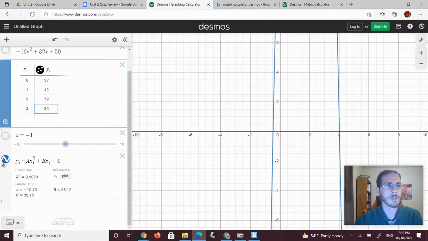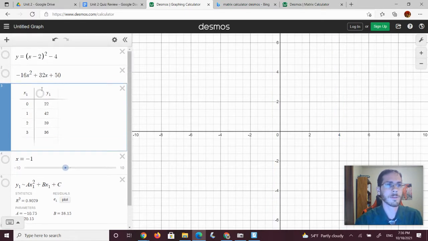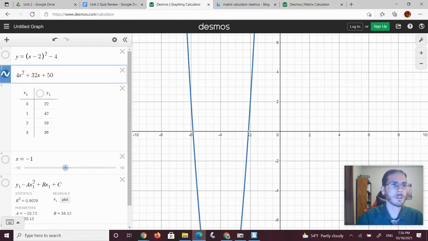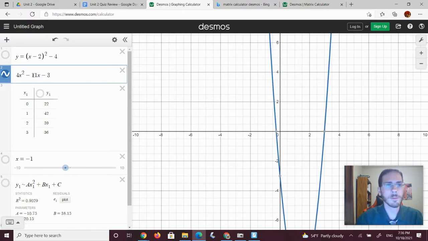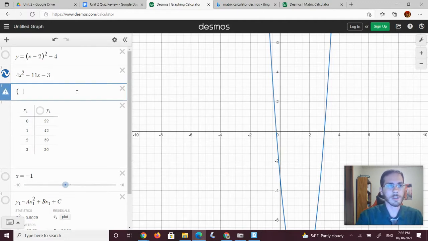So we got 4x squared, 11x, and 3. Let's turn my dots off. 4x squared minus 11x minus 3. And when we factored it, we got x minus 3 and 4x plus 1. And again, those two lines are the exact same. So I'm good to go. I feel like I'm good again.